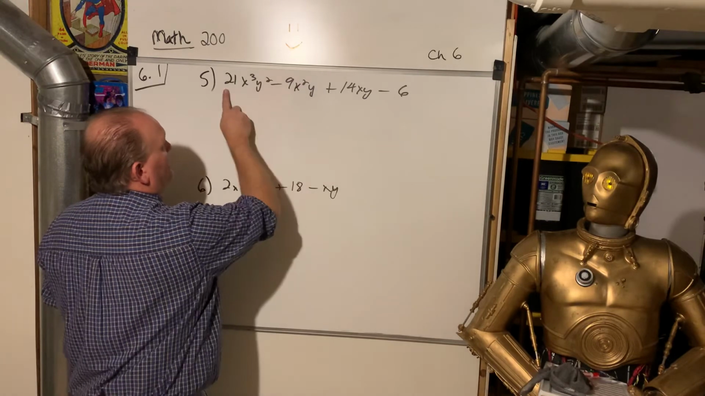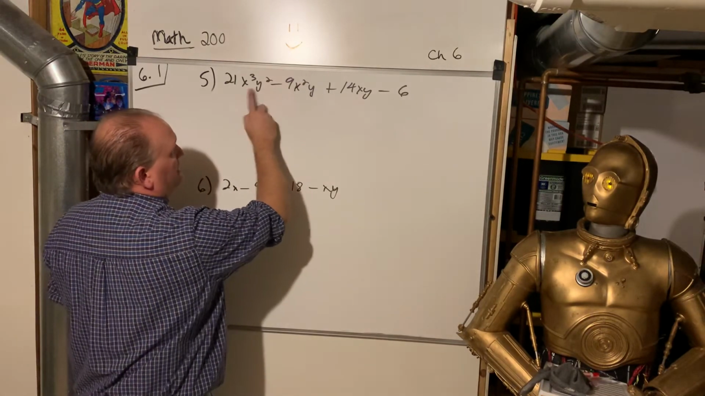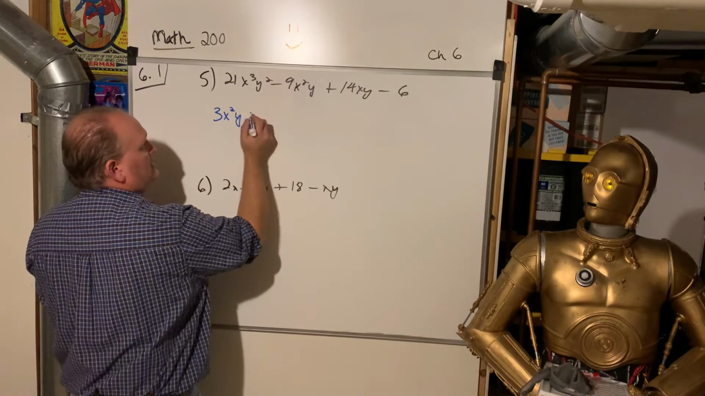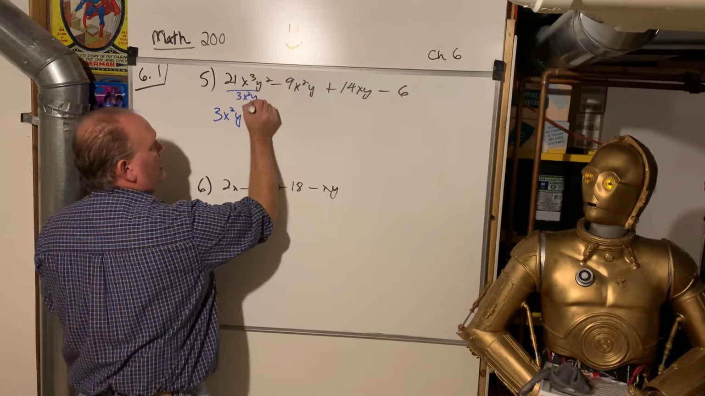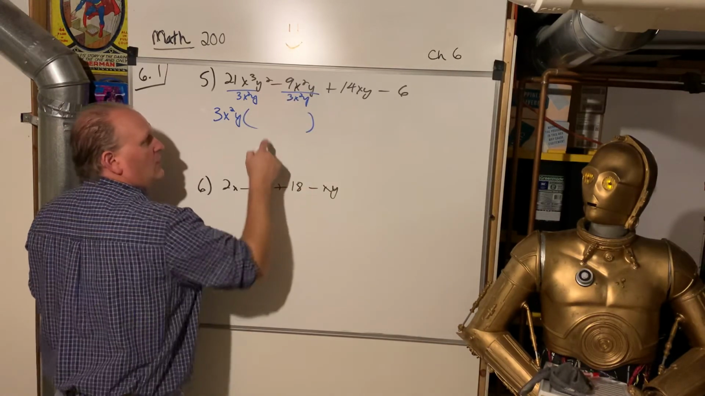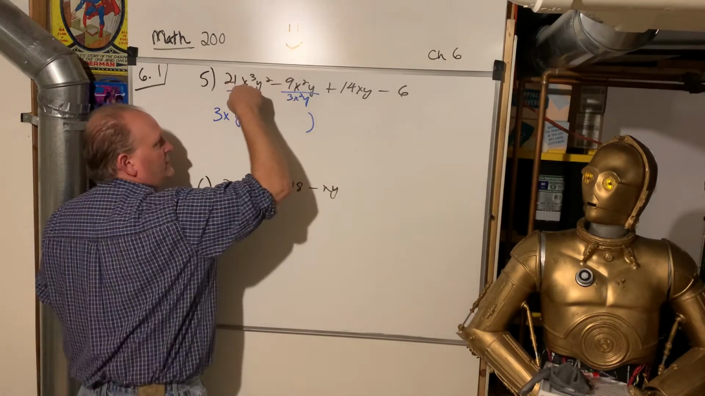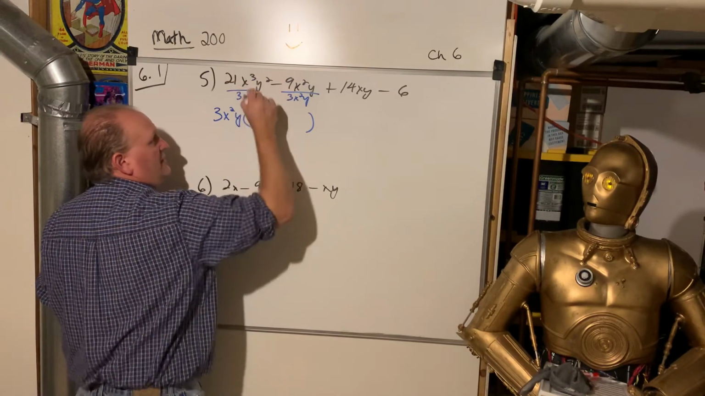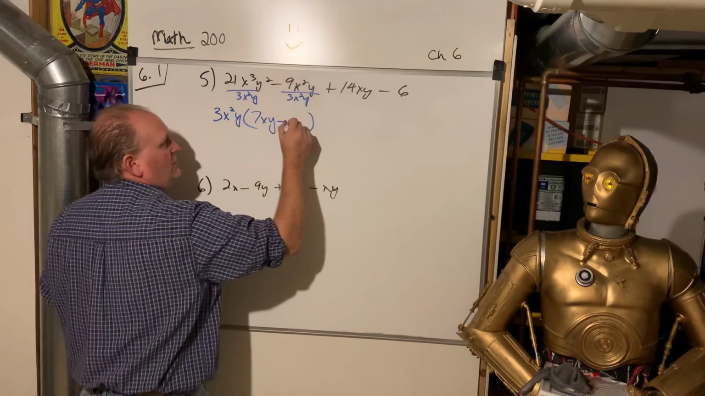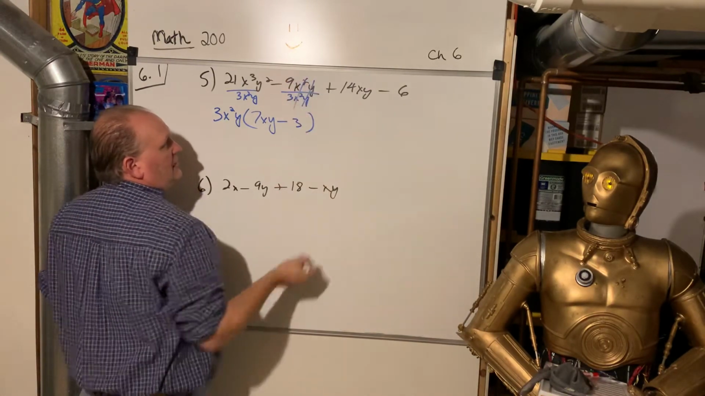3 out of 9 and 21, a 3. And then x squared y, 3x squared y is the GCF. 3x squared y, 3x squared y, empty set of parentheses. What goes inside those parentheses is whatever it reduces. So 7xy minus 3. Those all die.